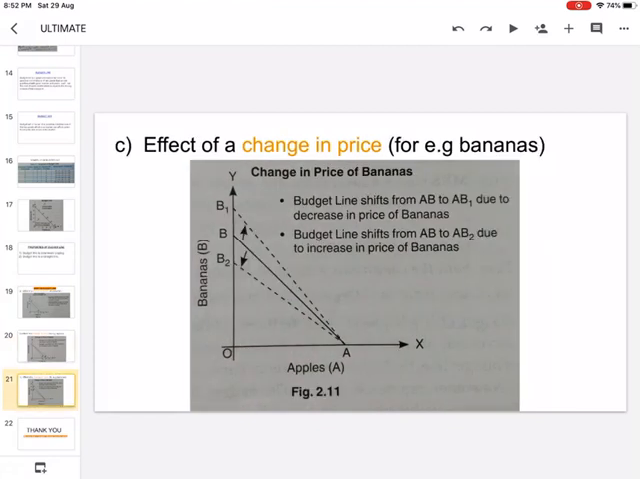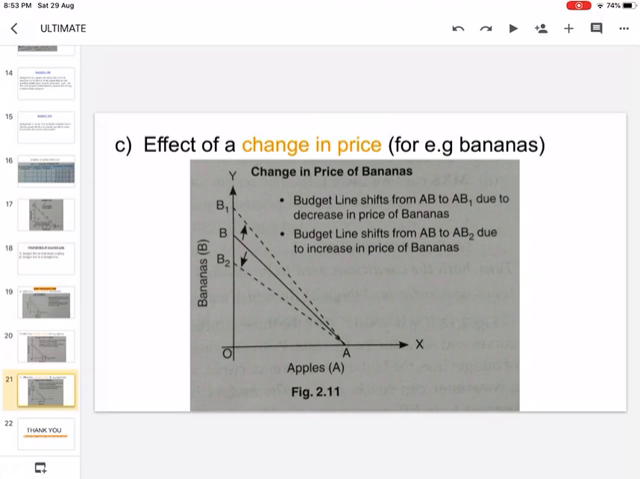What happens if there is a change in the price of bananas? Same situation. If the price of bananas falls, he can buy more. So the budget line will shift from BA to B1, A1. And if the price of bananas increases, the budget line will shift downwards to B to A.